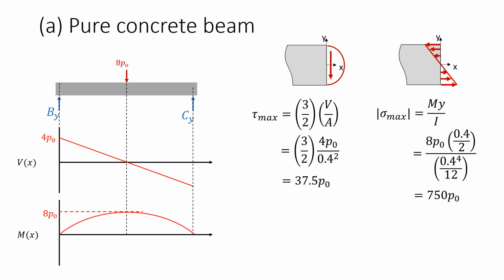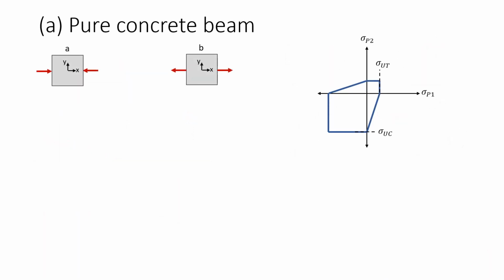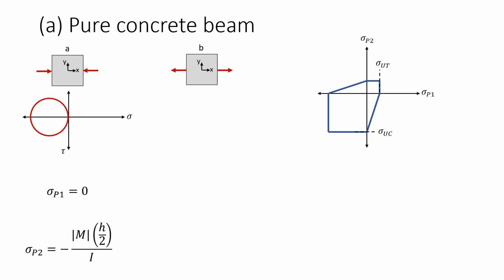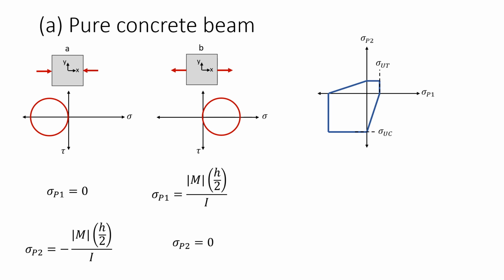Since we know that failure will occur due to flexural stresses in the middle of the beam, we'll look at 2 points on the cross-section, with A being at the top under compression and B being at the bottom under tension. Point A is in uniaxial compression. If we draw our Mohr circle for uniaxial compression, we can see that the first principal stress is 0 and the second principal stress is given by the flexural stress. Similarly, point B gives us a first principal stress that's equal to the flexural stress and a second principal stress of 0.